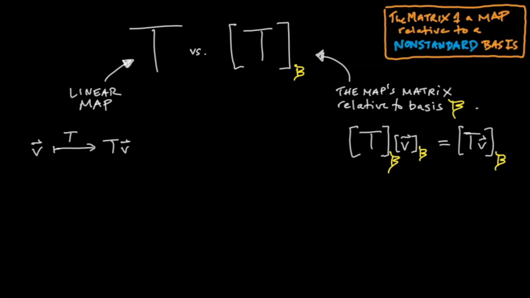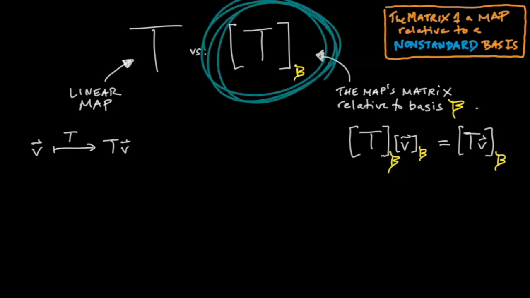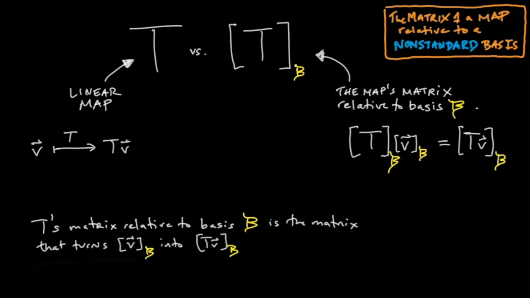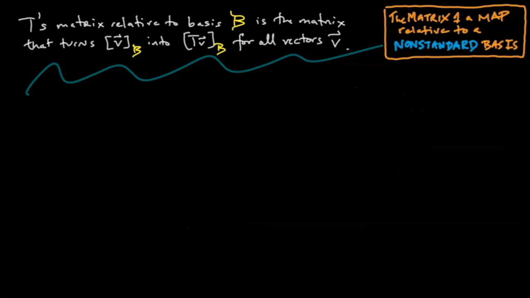Somebody else who is watching this vector get mapped by this transformation into this new vector would describe all of these things in different ways, because they would be using a different basis, the English basis or the French basis or the Icelandic basis or the Chinese basis or whatever it might be. But now you see at least what this thing is supposed to do. T's matrix relative to basis B is the matrix that turns vector V's B coordinates into vector TV's B coordinates for all vectors V, or at least those that can function as inputs to this particular linear map. And I'll record that up here for future reference.